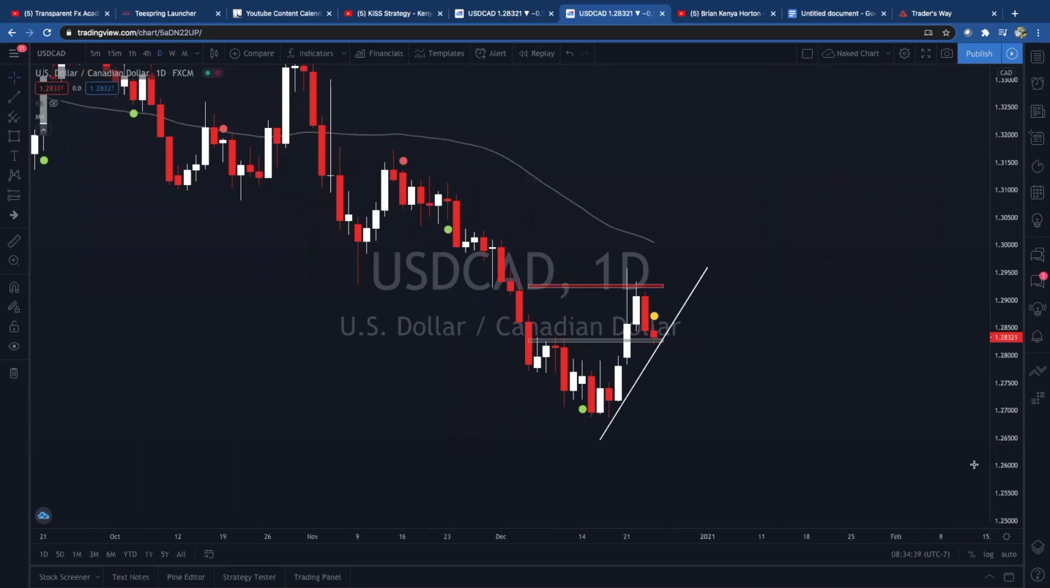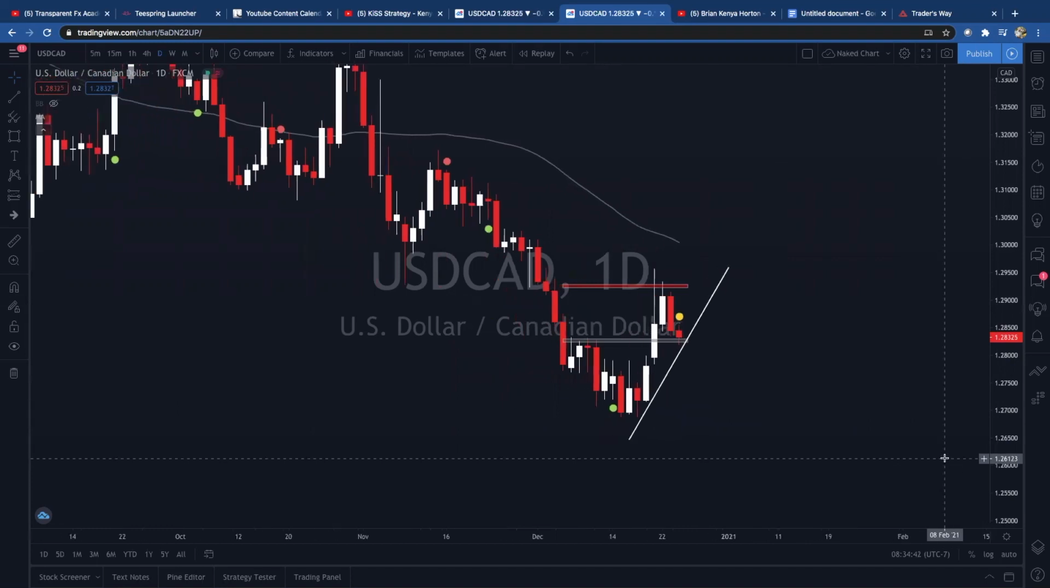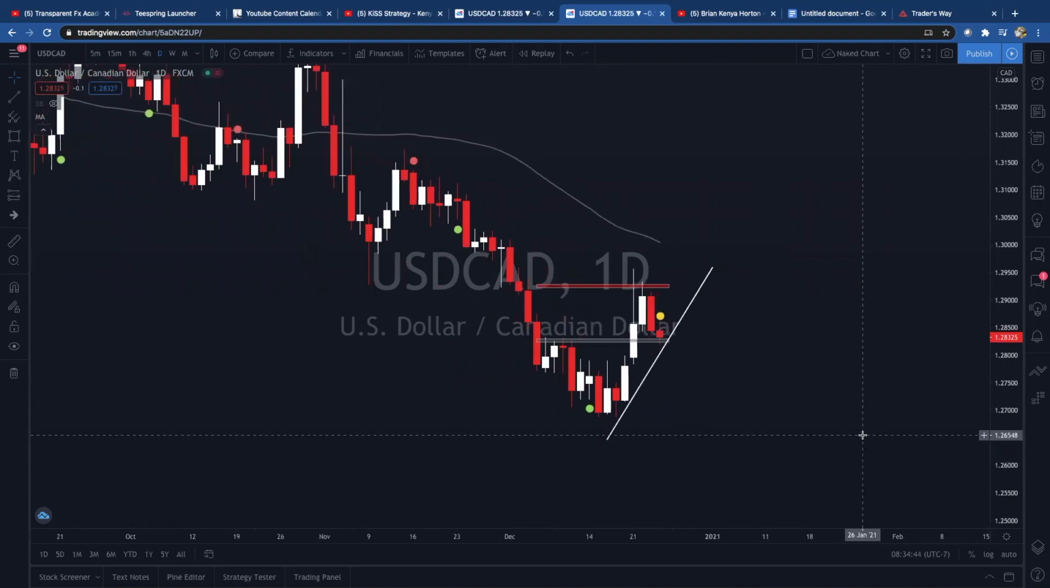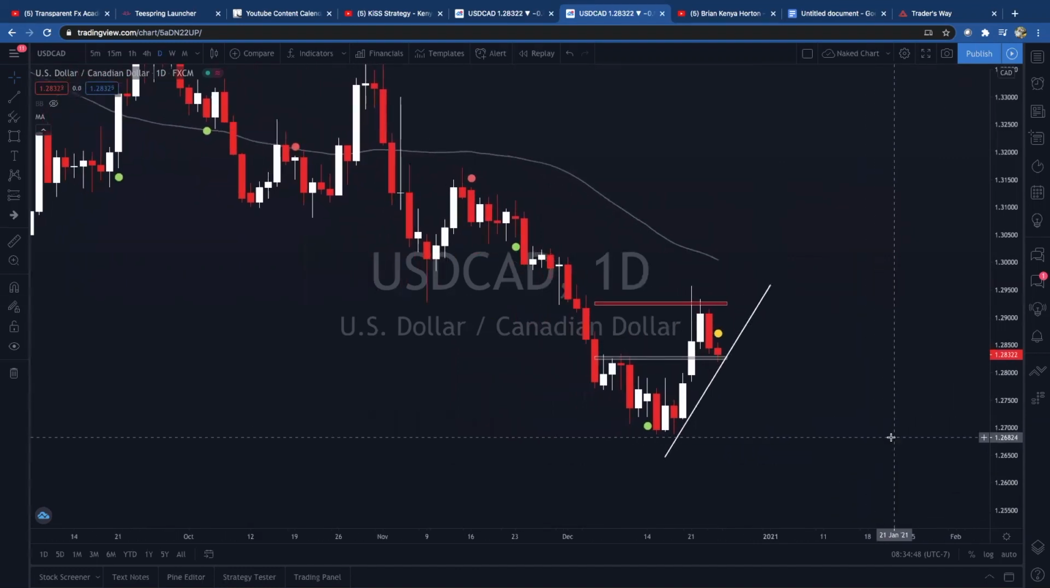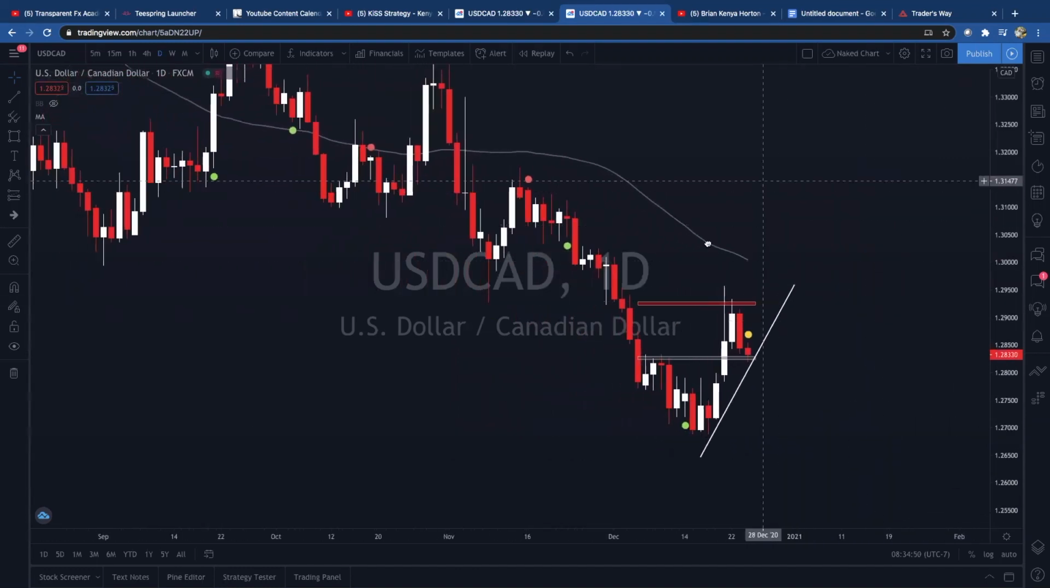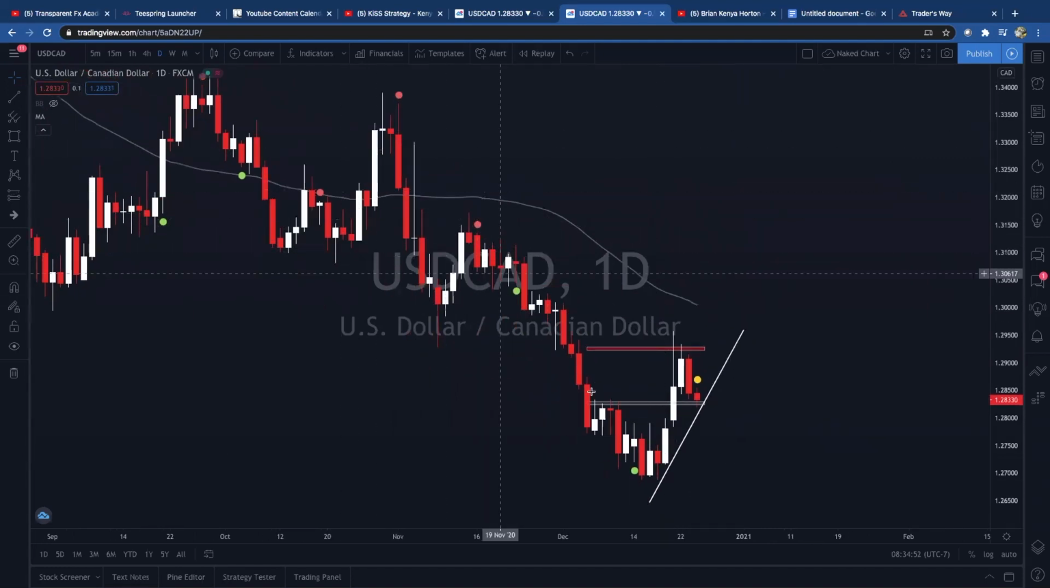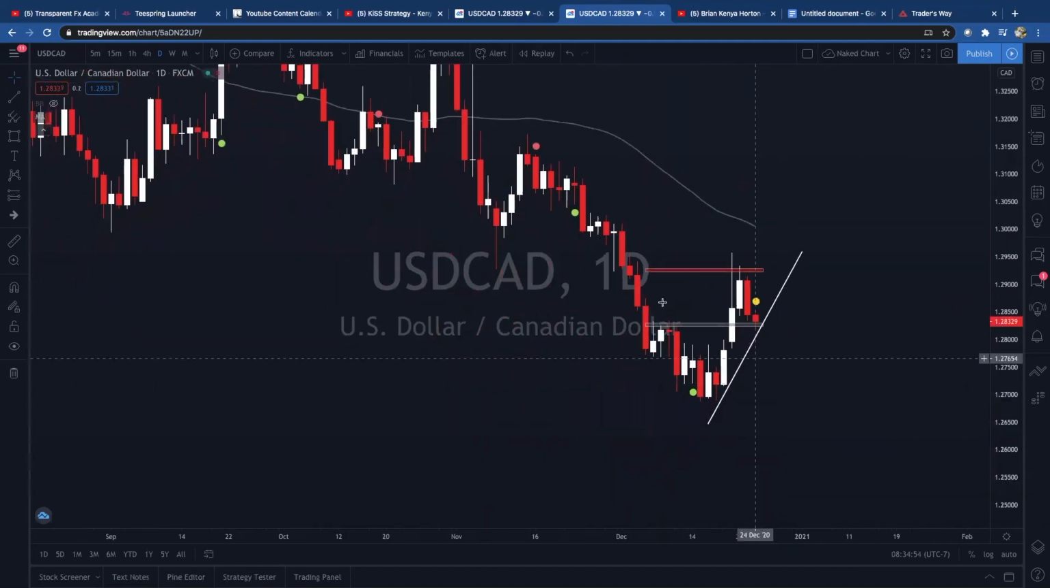As you know, we always do our analysis off of the daily, whether you're trading intraday or scalping. The reason is that we want to trade from the best levels. As you can see, USD CAD has been in a downtrend, but it came to a very powerful demand structure level.